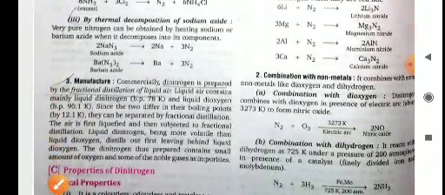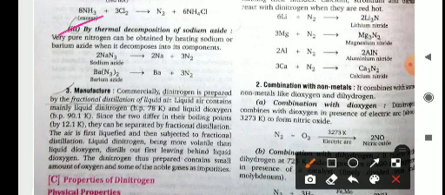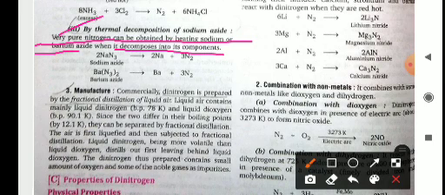Okay, now come to the thermal decomposition of sodium azide. So very pure nitrogen can be obtained by heating sodium or barium azide when it decomposes into its components. 2NaN3, sodium azide, after heating gives sodium plus nitrogen gas. Barium azide gives barium plus nitrogen gas.